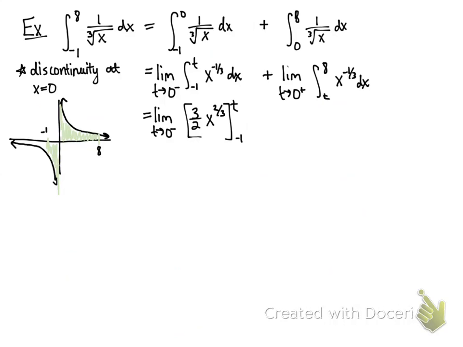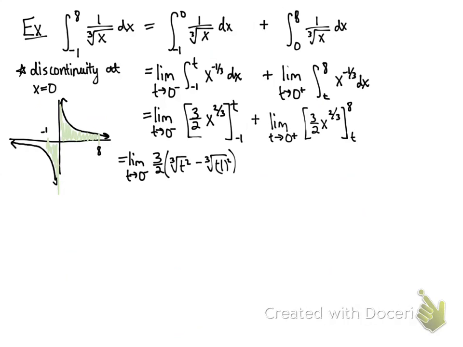Okay, these are easy integrals. To integrate x to the negative 1/3, you add 1 to negative 1/3 and you get 2/3. So it's 3/2 times x to the 2/3, and we'll plug in t and negative 1 and take the limit. And 3/2 x to the 2/3, plug in 8 and t and take the limit.